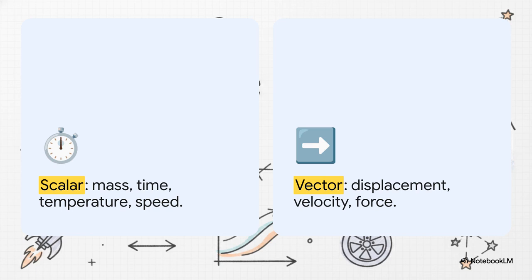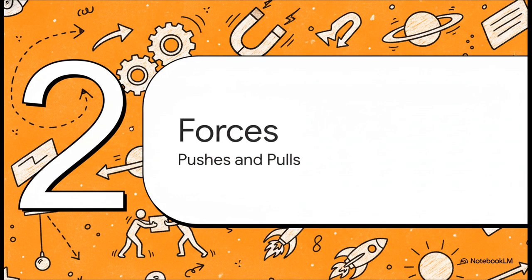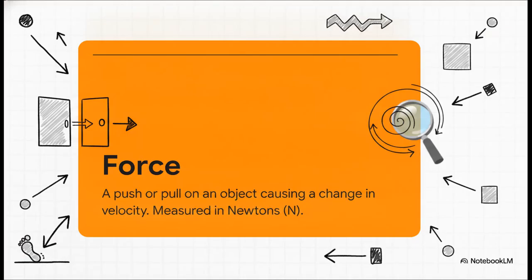They need direction. If I tell you a car is moving at 60 kilometers per hour, well, that's just a scalar speed. But if I say it's moving 60 kilometers per hour due north, boom, now we have a vector. We have velocity. And in physics, knowing where you're going is just as critical as knowing how fast you're getting there. That brings us nicely to section 2, forces, pushes, and pulls. So we have a direction, but to get things moving, we need an interaction.